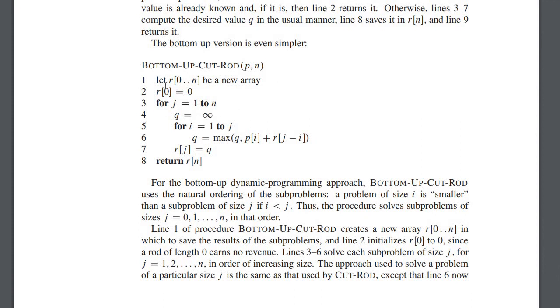So here we have r from 0 till n as the new array, because we are moving from bottom to top, so we don't need to initialize r of n equal to minus infinity or 0. We simply say r of 0 is equal to 0. So if there is no rod, there will be no price. For j equal to 1 till n, and q will be equal to minus infinity.